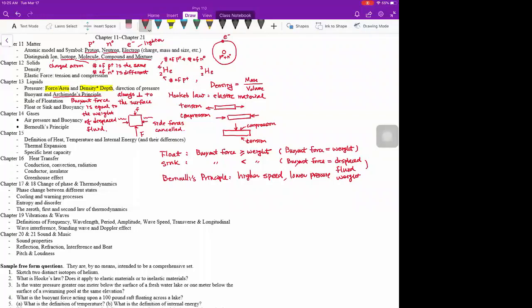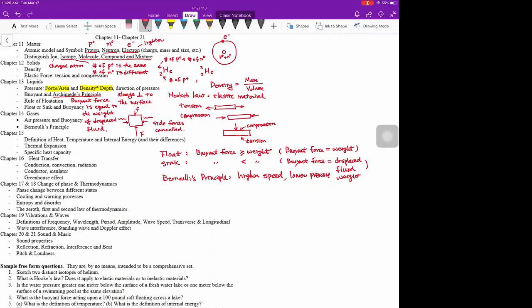If you're moving with a higher speed, the air moving at a higher speed is going to have less pressure. So that's the Bernoulli principle. We showed you a demonstration using a ping pong ball and a hair dryer. That's one example of the Bernoulli principle.